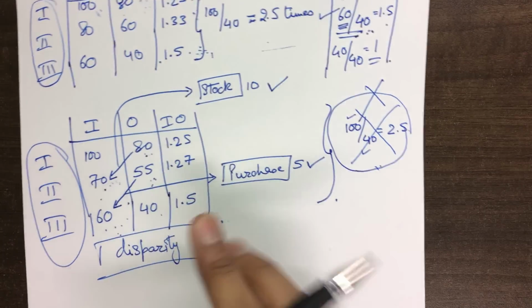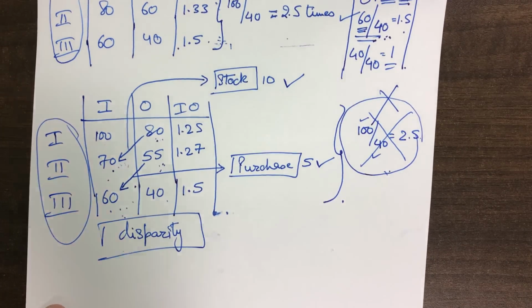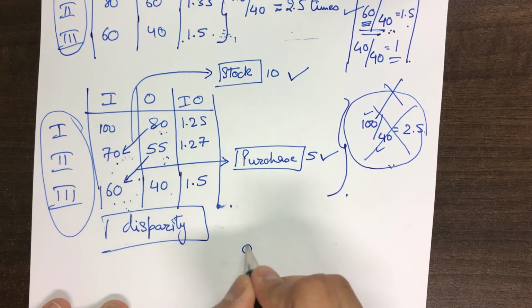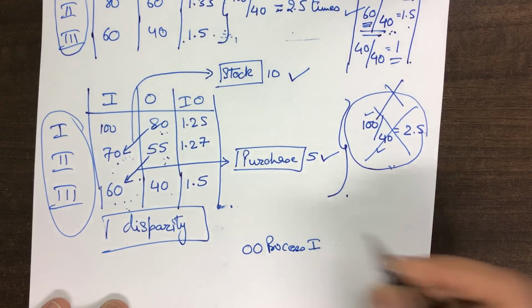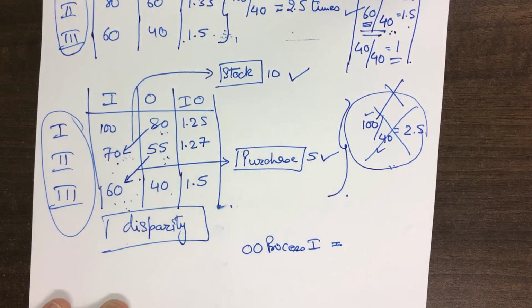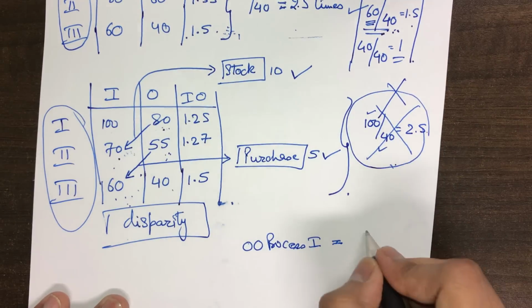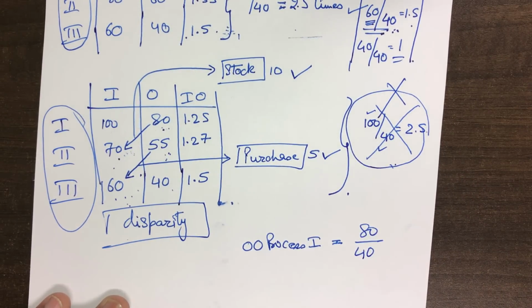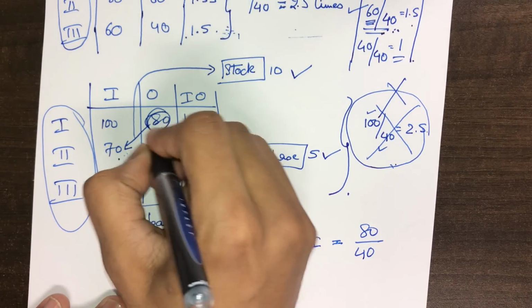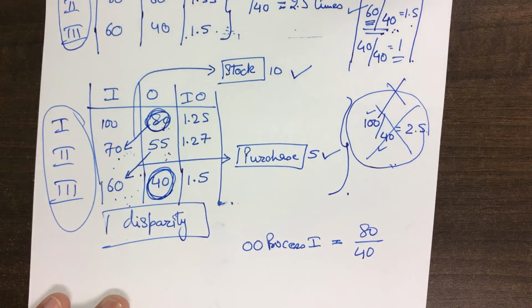So sir, let's come on to our example number 2. Please tell me what is the output-output ratio of process 1? Sir, the output-output ratio of process 1 in this case should be 80 divided by 40. 80 is the output of first process, 40 is the output of the last process, so it should be 2.